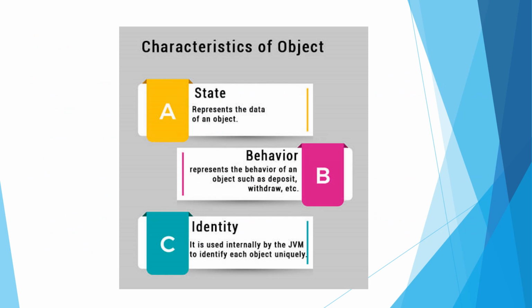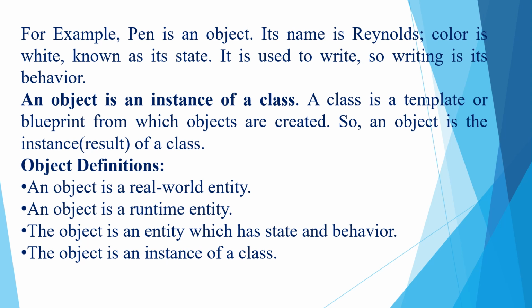And that's what I have elaborated as a diagram. Characteristics of the object: state, behavior, identity. State represents the data of an object, so what value is being stored within that object. Behavior is a functionality; it represents what that particular object is going to do. Like if it is a banking system, we could say deposit, withdraw, etc. Identity is how we are going to identify that particular object, and that is done by the Java virtual machine.